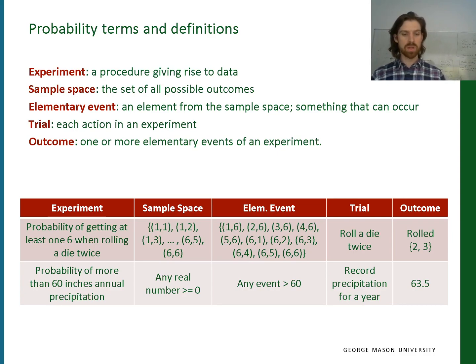And it could be the same if we were interested in the probability of there being more than 60 inches of annual precipitation. The sample space would be any continuous number, so it's therefore above 0 or equal to 0. The elementary events that we're interested in here are those events which exceed 60 inches of precipitation. And the trial is the recorded precipitation for a year, so you could record that daily and then essentially add up all of those values to get your annual amount. And the outcome could be 63.5.